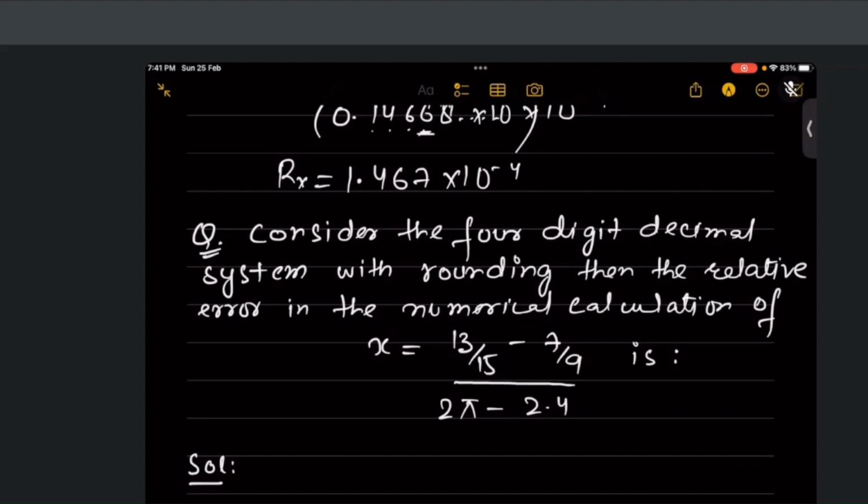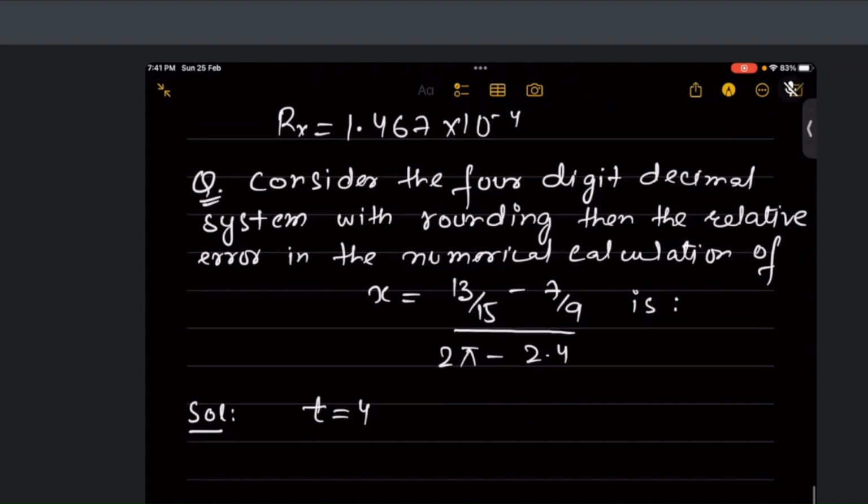No, x star. Here t is 4, so you have to take up to 4 decimals. So 0.02289, correct? Into 10 power 1. Then after that, Rx will be x minus x star upon x, right? Then why are you getting an error in that? You have done it correctly till this point. Check that once again.